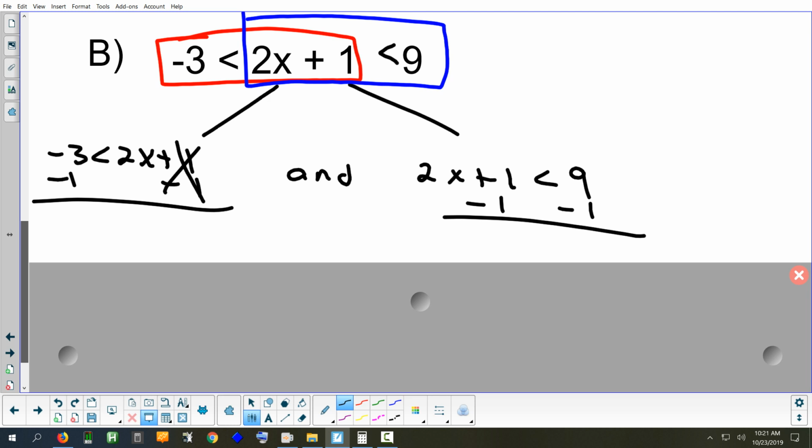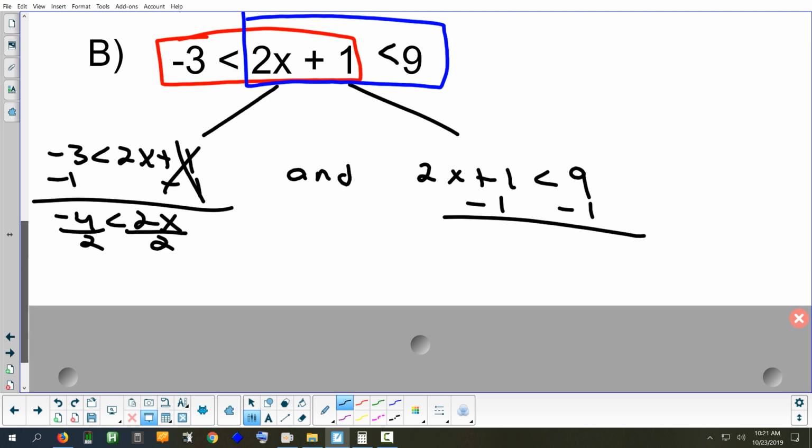How about, Aileen, what's -3 minus 1? -4. All right. Divide by 2. Divide by 2. Should I flip? You think? No, I divided by +2, so we're just going to leave it the way it is. -2 is less than x.